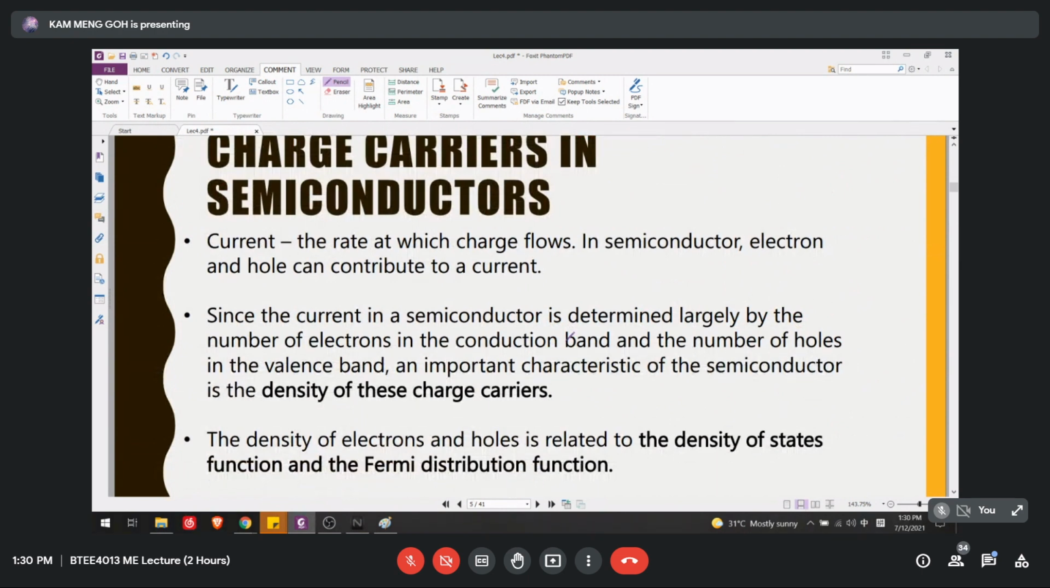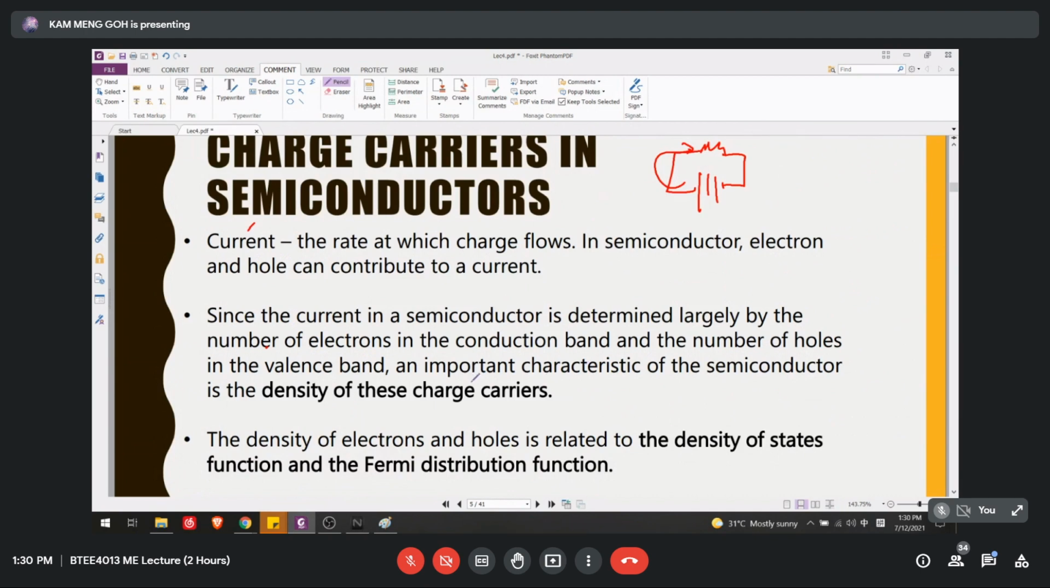So in the semiconductor, when the electron is moving, it will contribute to the current. Last time we also learned during basic electronics, when we plug a battery into the semiconductor or resistor, it will start moving somewhere around here. Current actually is the rate at which the charge flows, which means in a certain time, how much charge has been flowing. That one you call current. But the current in the semiconductor actually is determined by the number of electrons and the number of holes in the valence band.